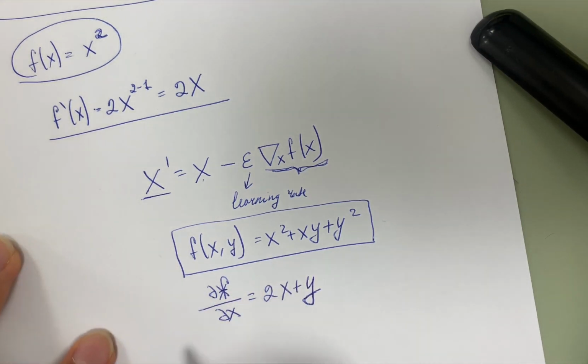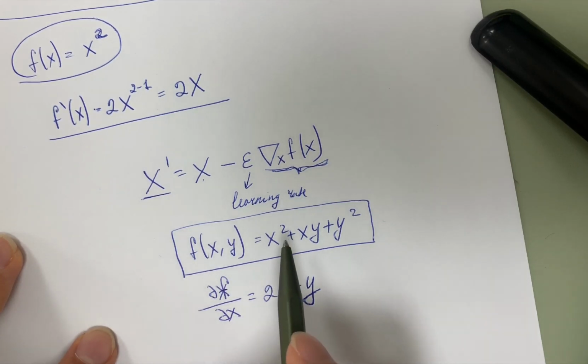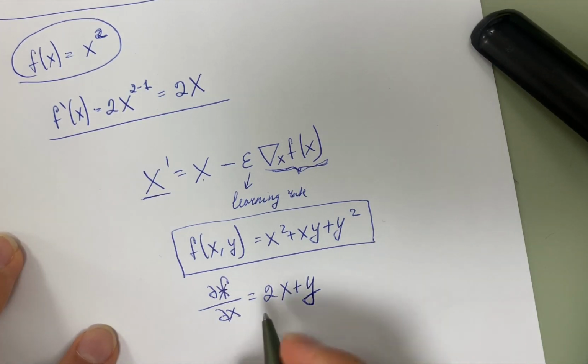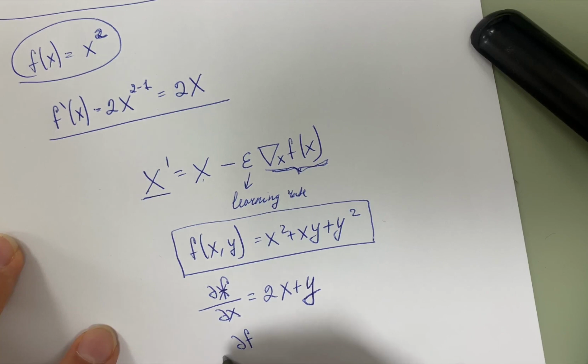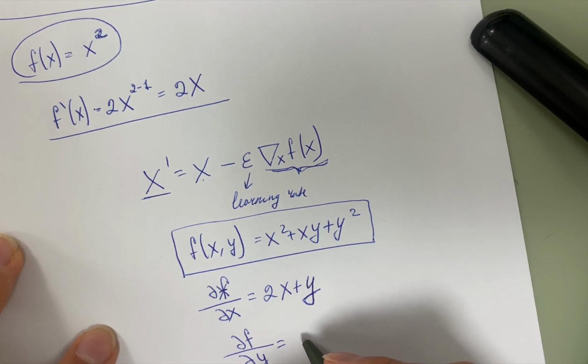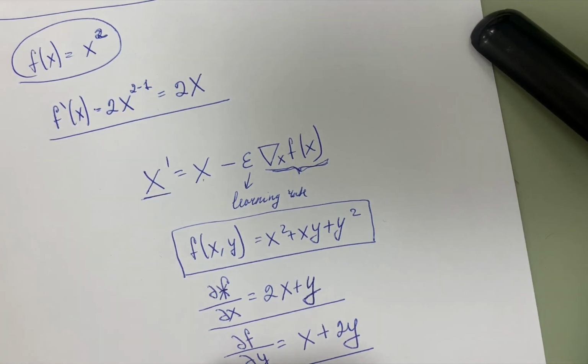So what we did here is that we found the first order partial derivative of this function with respect to x. It means just finding the derivative. If we find the derivative of the f function with respect to y, we will not use x, we will think about y, and it will be x plus 2y. So both are first order partial derivatives.